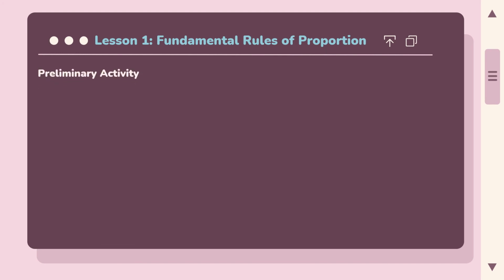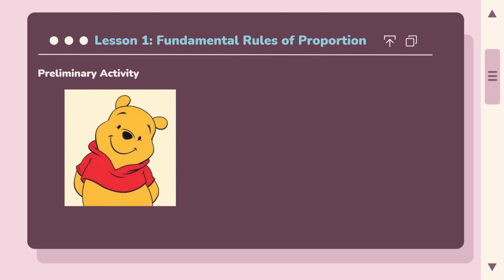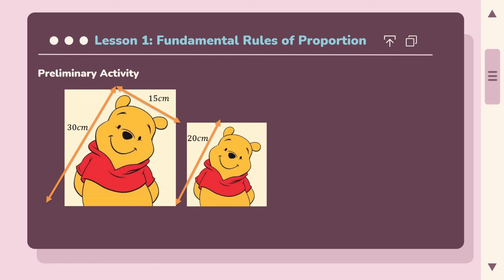So we have a preliminary activity for us to identify the similarity of two figures. Okay, you have there a figure of Winnie the Pooh, a bigger scale and a smaller scale. So what are we going to do with this activity? You have there a bigger picture and a smaller picture. Obviously they differ in size, but they have a common picture, no? Pooh, but their size really differs.